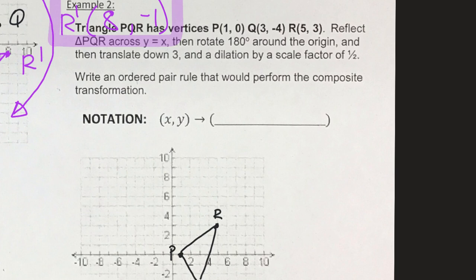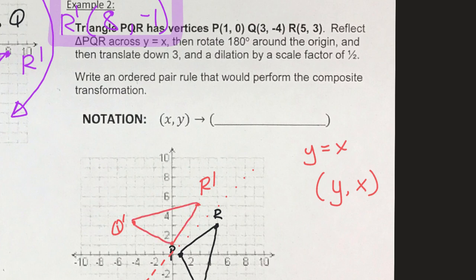So we should switch all of your x and your y points. So here's P prime: 3, negative 4 becomes negative 4, 3. So here's Q. And then R was at 5, 3, so R is going to be at 3 and 5. There's our reflection. And now we're going to do a 180 rotation.